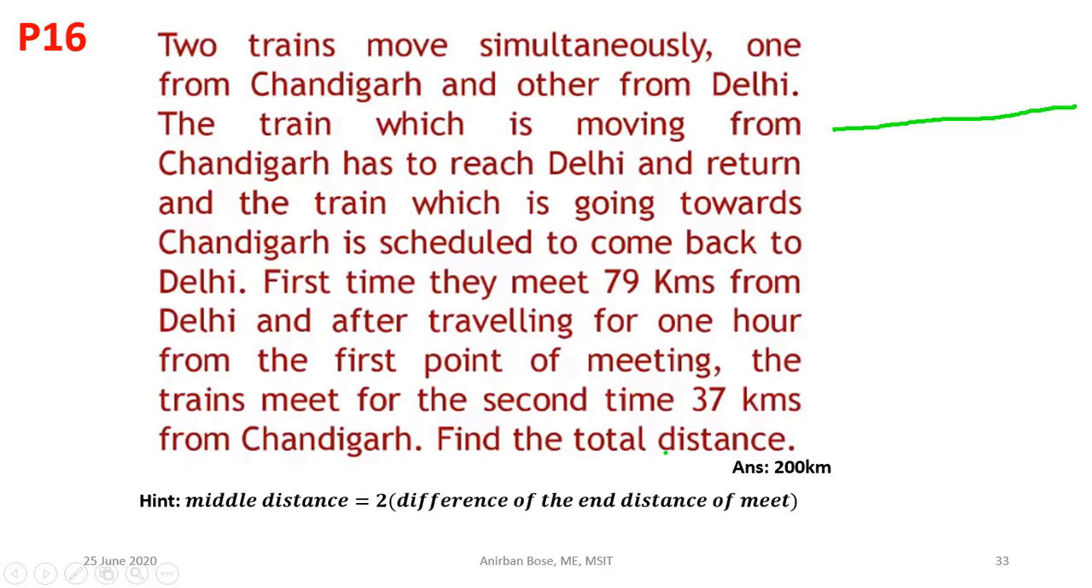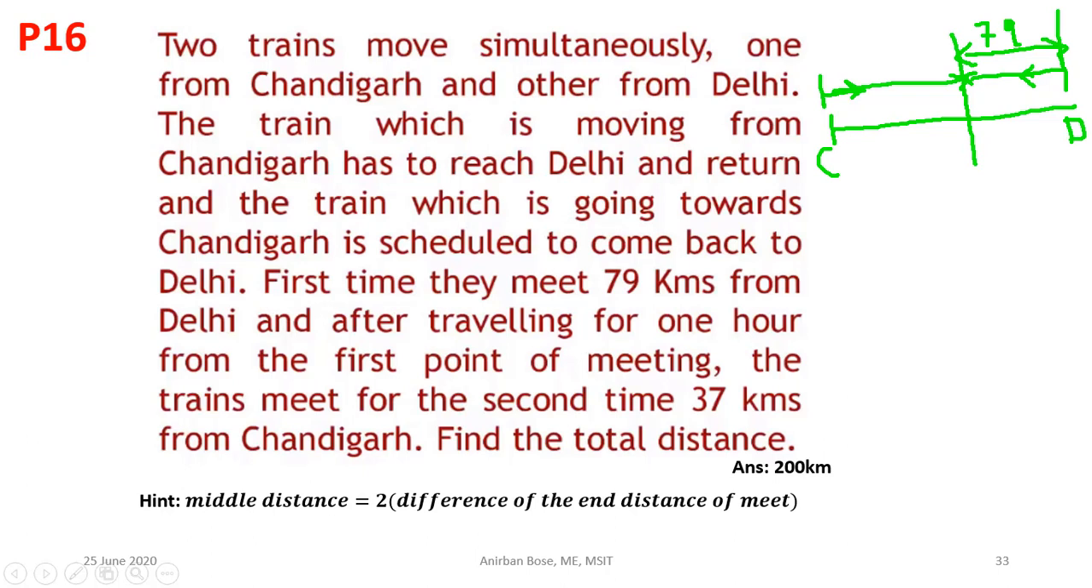Okay, suppose this is Chandigarh and say this is Delhi. One train starts from Chandigarh, another train starts from Delhi. Suppose they meet at some point here for the first time, and it is given that this first point is 79 kilometer from Delhi. So this distance is known, that is 79.